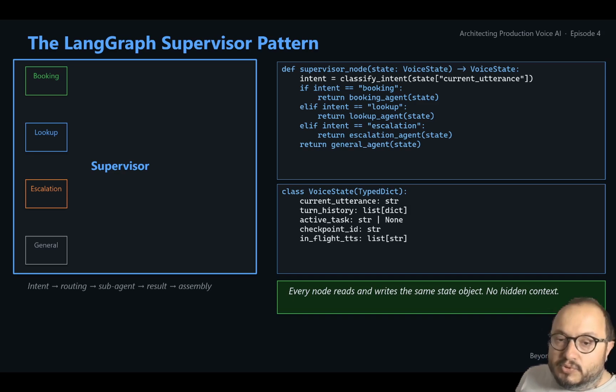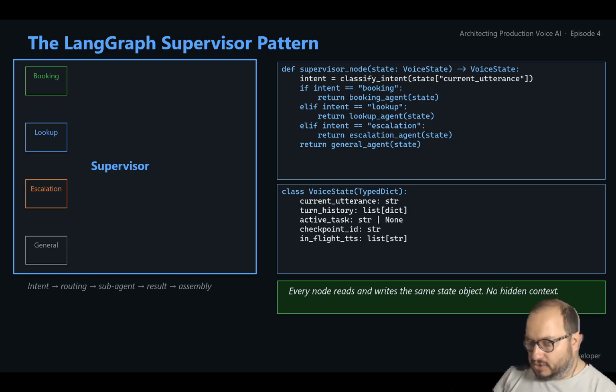Second is observability. Every routing decision and subagent call is a named node in the graph. You can see exactly which path a conversation took, at which node it failed, and what state it was in when it failed. This is invaluable for debugging a production voice agent. The VoiceState TypedDict is the data contract between all nodes. Every node reads from the same state object and writes back to it. No hidden context, no global variables.